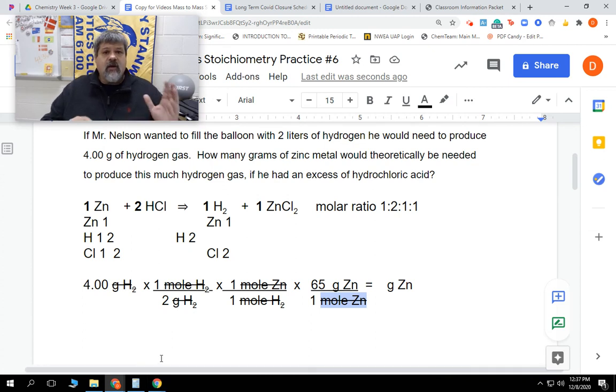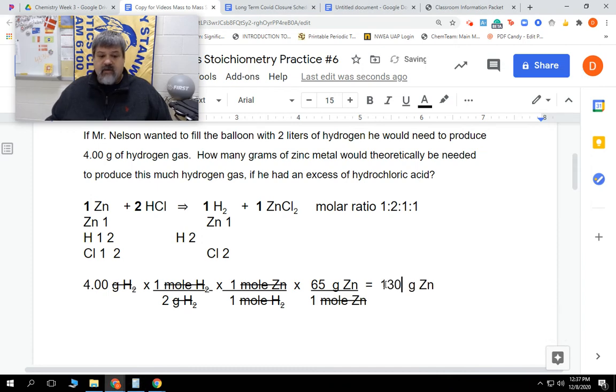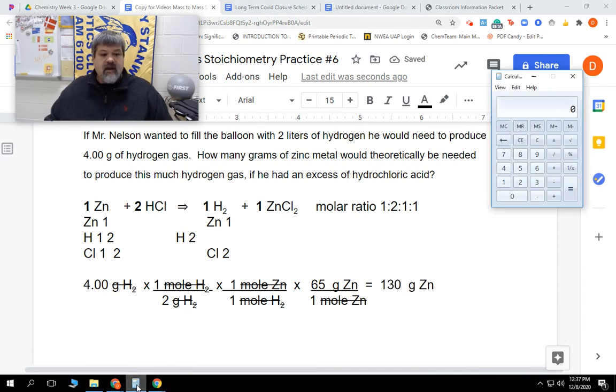And remember, we start with our original number, this 4 grams, and we multiply by the top and divide by the bottom, and then put whatever unit. So we're going to get rid of this, and we're going to put 4.00. We're going to divide that by 2, and we're going to multiply that by 65, and that equals 130 grams. And we can double check that, again, we don't have to multiply by the 1 or divide by the 1 because 1s do not change the value of what we're doing. So 4 divided by 2 times 65 equals 130 grams of zinc.